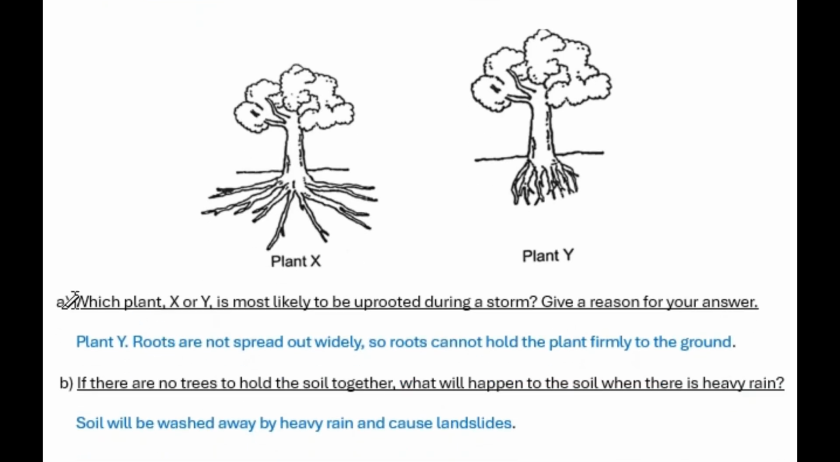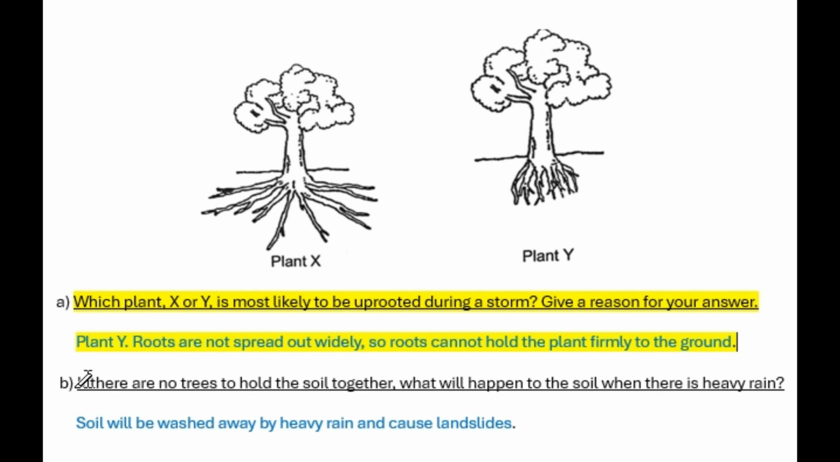A. Which plant, X or Y, is most likely to be uprooted during a storm? Give a reason for your answer. Plant Y. Its roots are not spread out widely, so the roots cannot hold the plant firmly to the ground.